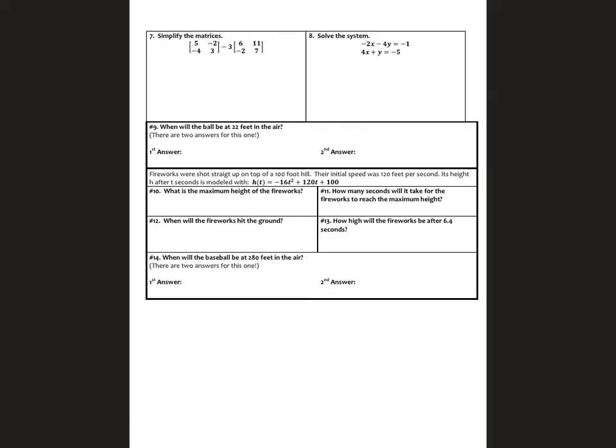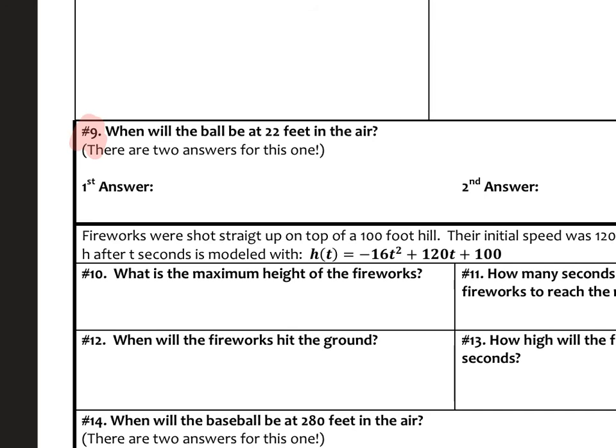See that this number 9 here also goes with 3 through 6. Sorry about the formatting error. That was actually my fault. Problem number 9. When will the ball be at least 22 feet in the air? Okay, there are 2 answers on this. So I'm going to go ahead and draw a second line on my calculator. So y equals 22. Look at my graph. And I have 2 intersecting points.